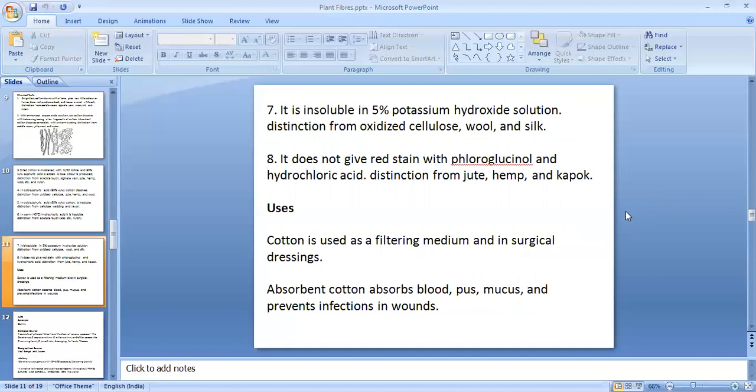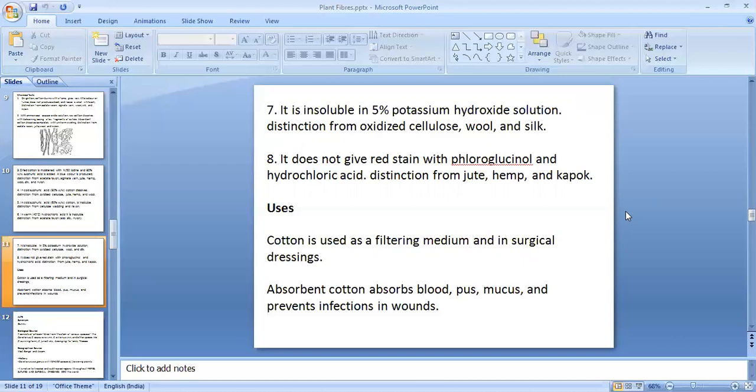In another test, it is a distinction from jute, hemp, and kapok. That is, when the fibers are treated with phloroglucinol and hydrochloric acid, they will not take up the red stain because absorbent cotton is devoid of lignin. So these are all the chemical tests to identify the absorbent cotton or the cotton as raw or purified cotton.